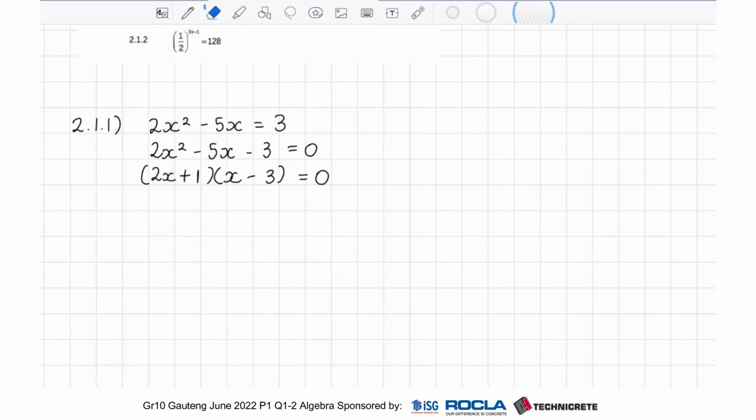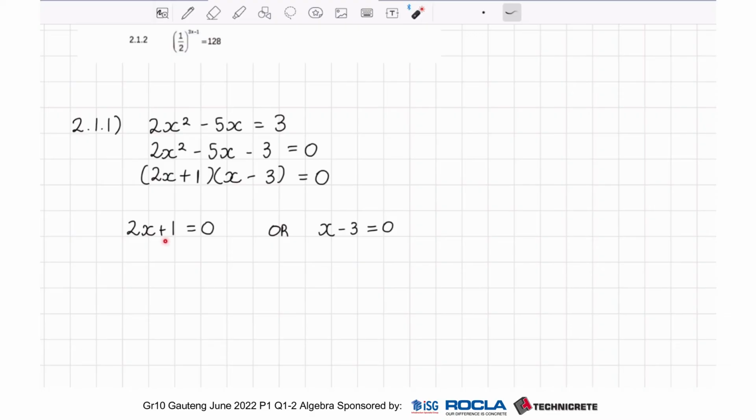Okay, then we continue to solve for x. So if I've got these 2 brackets multiplied together and the answer is 0, that means that either this bracket is equal to 0 or this bracket is equal to 0. So if the first bracket is equal to 0, that means 2x plus 1 equals 0. And the second one is x minus 3 equals 0. Now I'm going to solve for x in both brackets.